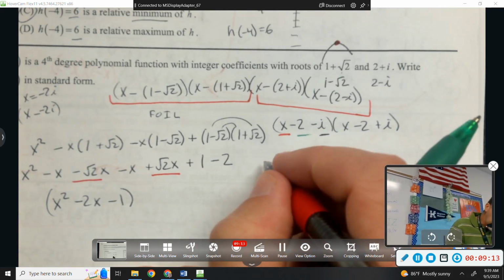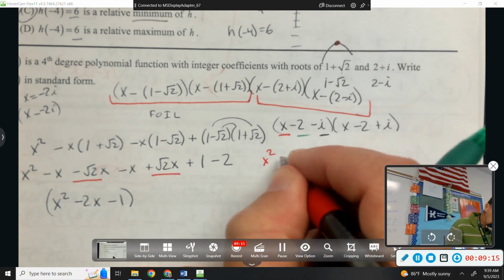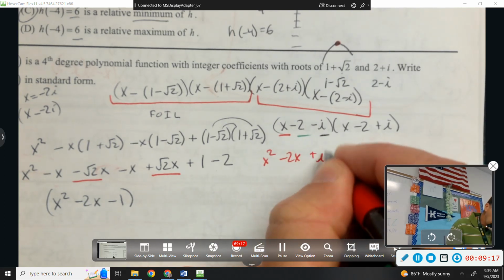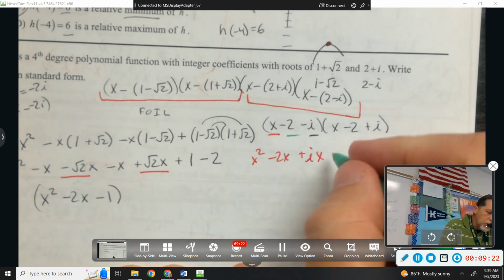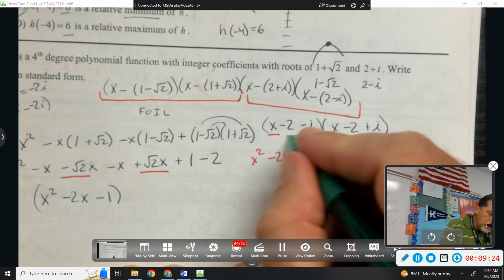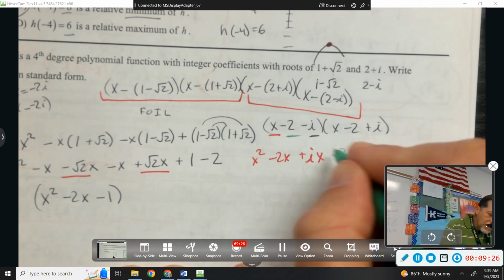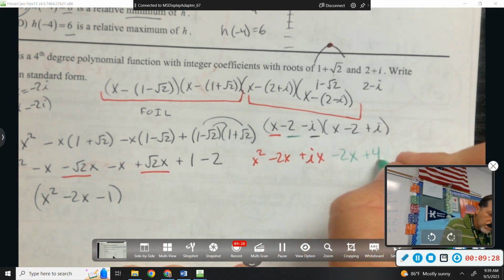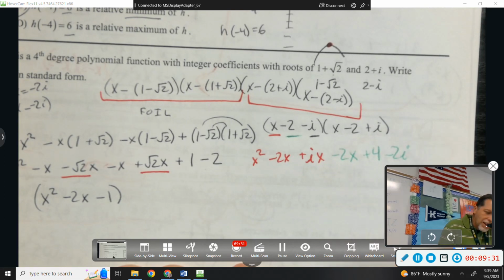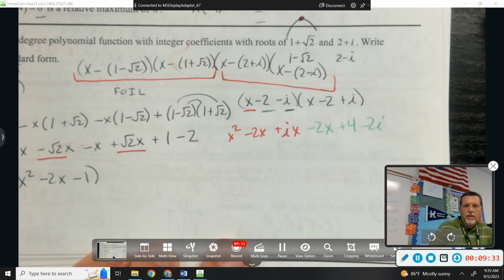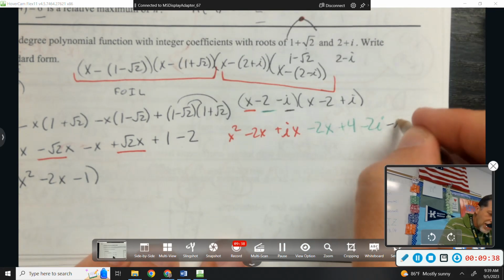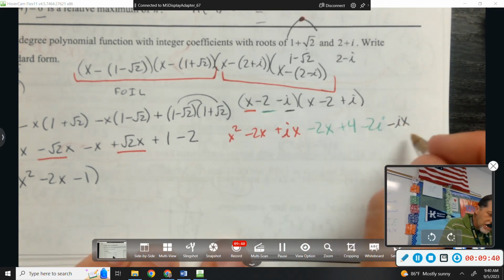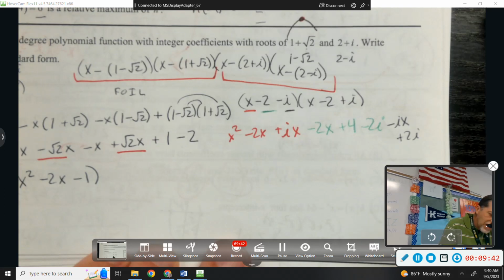So if I distribute the x, x squared minus 2x plus ix. Then I distribute the 2, or the minus 2, careful. Minus 2x plus 4 minus 2i. And then distribute the minus i, minus ix plus 2i, minus i squared would be plus 1.